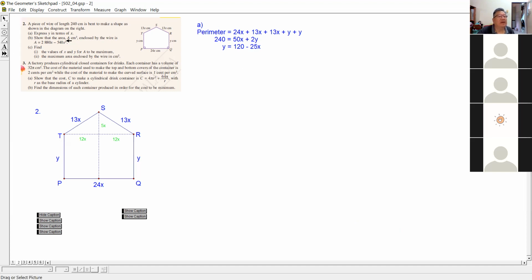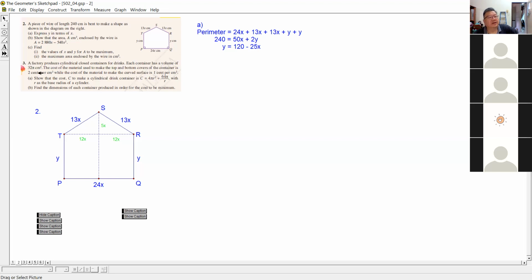Next part, show that the area enclosed by the wire is this formula. So again, we have to find the area. Now, when you try to find the area, it will be in terms of x and y. In terms of x and y, you cannot differentiate. You have only learned to differentiate either the area in terms of x or the area in terms of y. You cannot differentiate the equation using two variables. Right? You can only differentiate with respect to one variable.